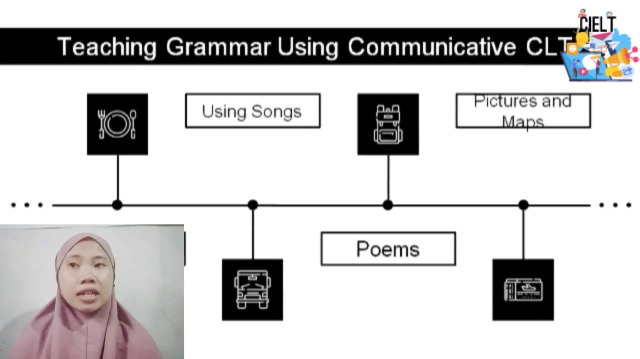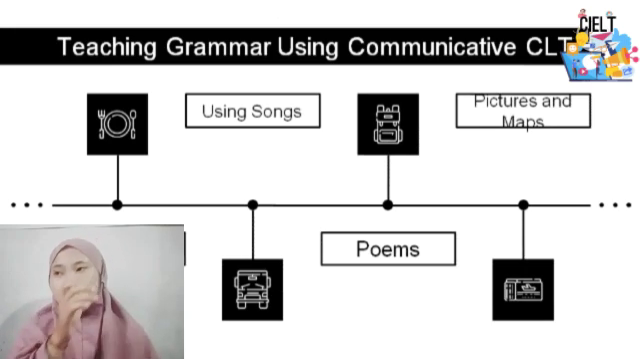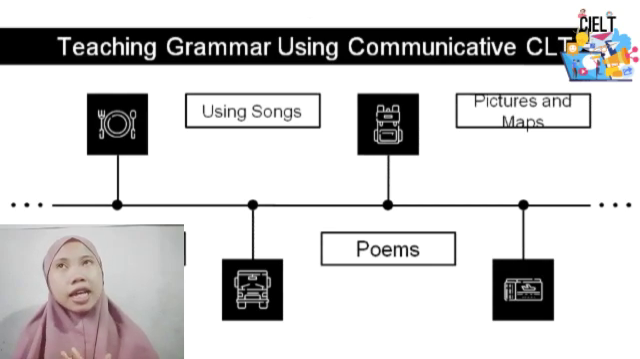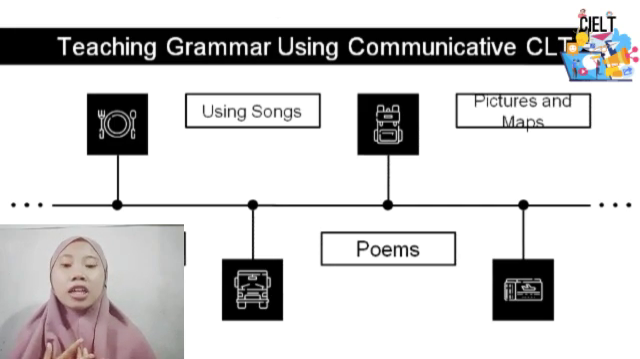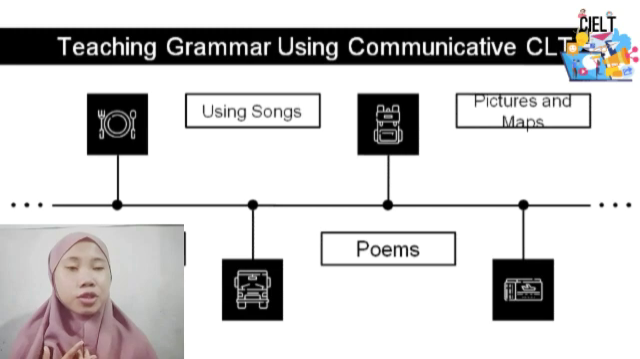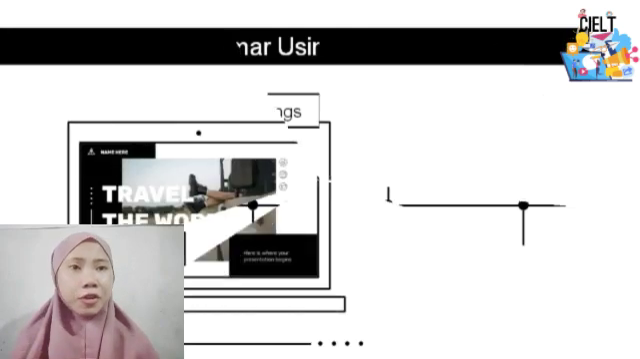Teaching grammar using communicative CLT has four parts. Number one is songs, and the next are pictures and maps, then games, and then poems. Grammar is familiar with reading, sentences, and content. The first activity is that we must read first, then understand the context and content, then draw a conclusion, and get information from the article, and so on.